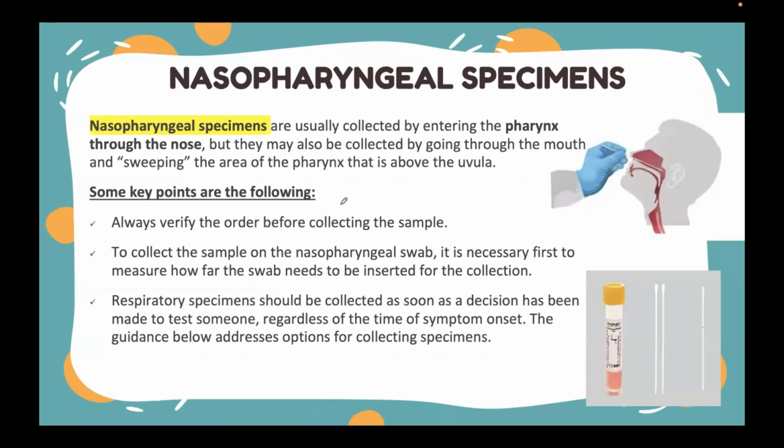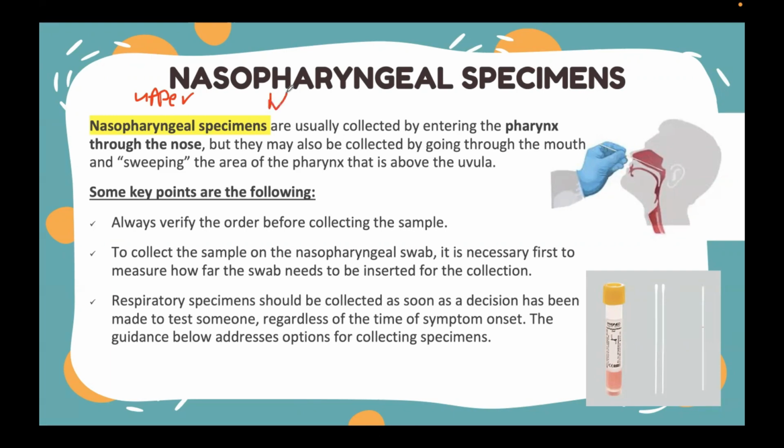So in collecting your COVID samples, we have different specimen types and we have the upper respiratory samples. Pag upper respiratory, unahin natin si nasopharyngeal specimen. Nasopharyngeal specimens are usually collected by entering the pharynx through the nose. Again, entering the pharynx, sa nose po siya dumadaan, pero ang target natin is to collect samples from your pharynx. But they may also be collected by going through the mouth and sweeping the area of the pharynx that is above the uvula.